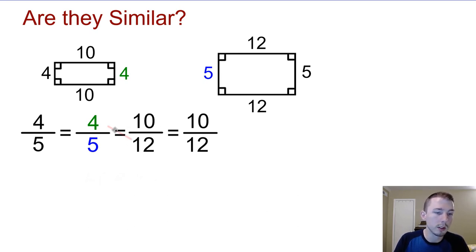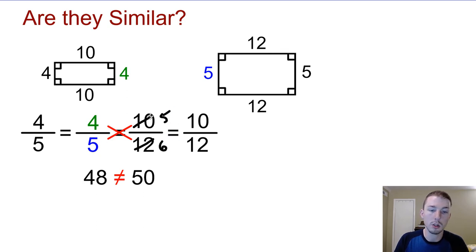So what we really want to see is if we cross multiply here, are they equal to each other? So 4 times 12 is going to be 48, and then 5 times 10 is going to be 50. Now 48 is really close to 50, but it's not exactly equal. So these two are going to have different proportions. Another thing we can do is reduce this fraction here, which is going to be 5 out of 6, and 5/6 and 4/5 are two different fractions, so that is not going to work either. So are they similar? No.